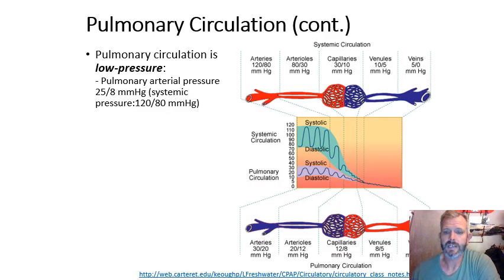Okay, and you can see that here. You can see the difference between the systemic and the pulmonary circulation. Running from the arterioles to the venules, you can see the difference, much lower in the pulmonary circulation, and that allows for this high flow.